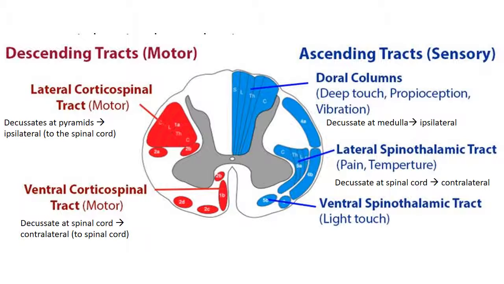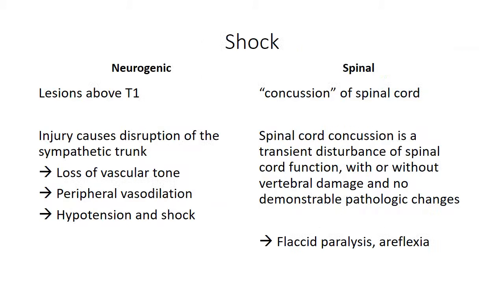This is another slightly less busy diagram of basically the same thing, but I wanted to highlight these particular motor and sensory tracts, because not only is it important to understand where on the spinal cord they are, it's also important to understand where they decussate, so that you know whether the loss of function will be ipsilateral or contralateral. I've written down on the diagram where they decussate, and therefore where the functional deficit will be localized.